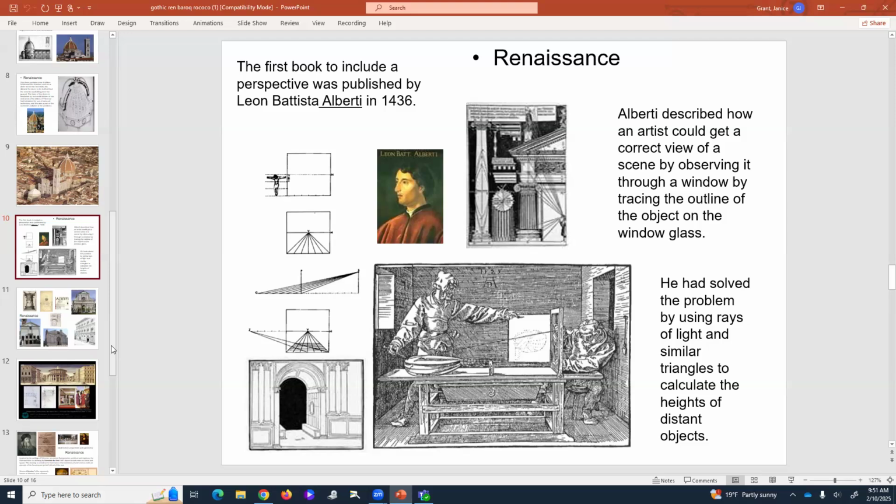who is more of an artist and more of a writer. He described how the artist could get a correct view of a scene by observing it through this window by tracing the outline of the object on the glass. So looking at these diagrams, you'll see the first kind of sketches of perspective.